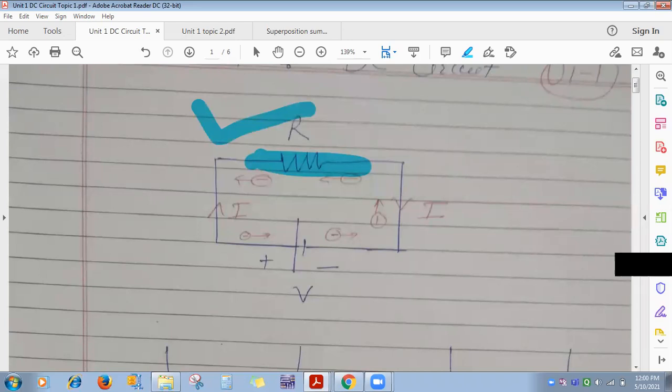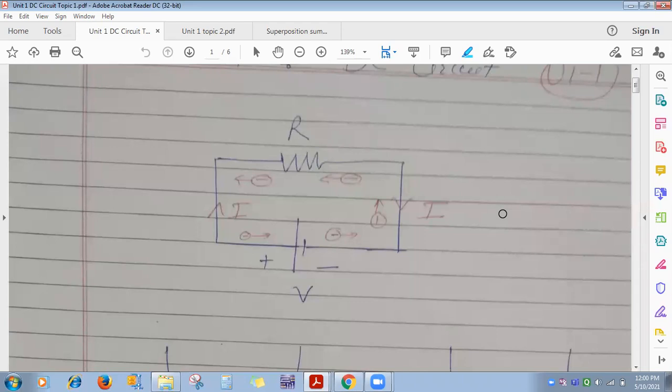And one more type is there. If sources are there in the circuit, then that comes under active circuit. If no source is there, only circuit parameters, then passive. So these are the three types of electric circuit you can see. Got the thing? Linear, non-linear, bilateral, unilateral, active and passive.